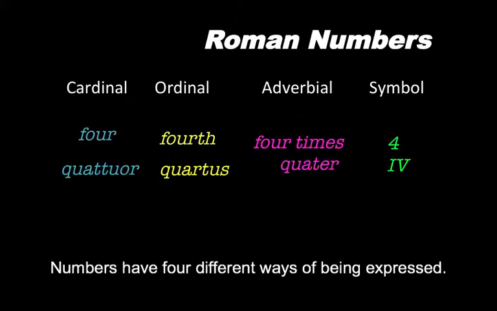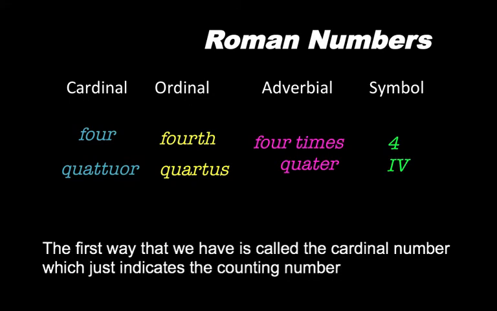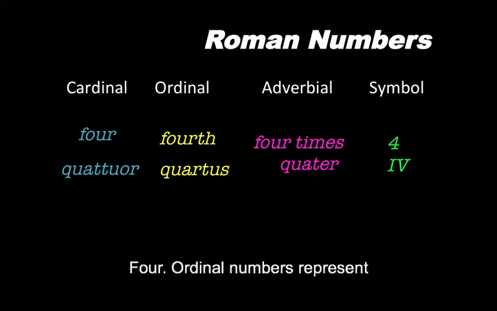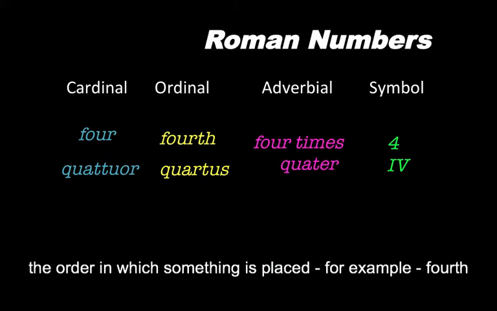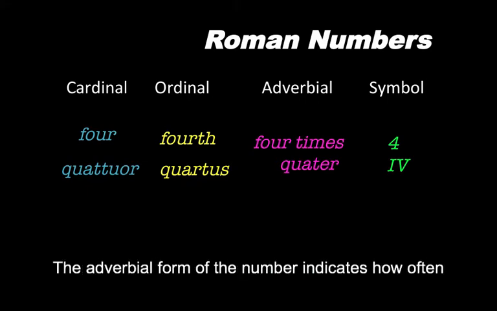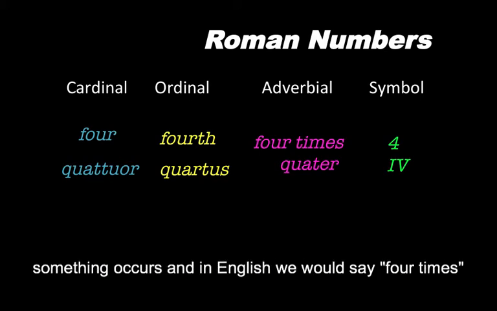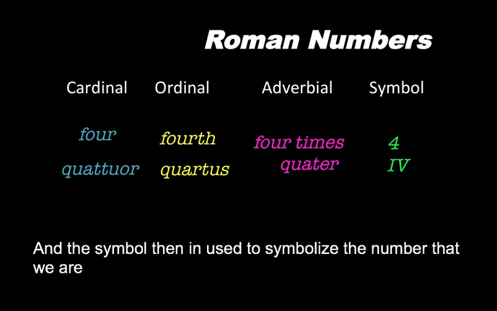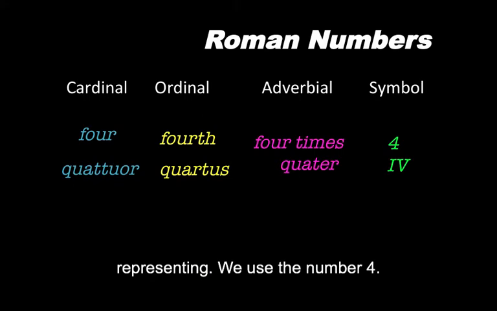Numbers have 4 different ways of being expressed. The first way that we have is called the cardinal number, which just indicates the counting number 4. Ordinal numbers represent the order in which something is placed, for example, fourth. The adverbial form of the number indicates how often something occurs, and in English we would say 4 times. And the symbol then is used to symbolize the number that we're representing. We use the number 4.